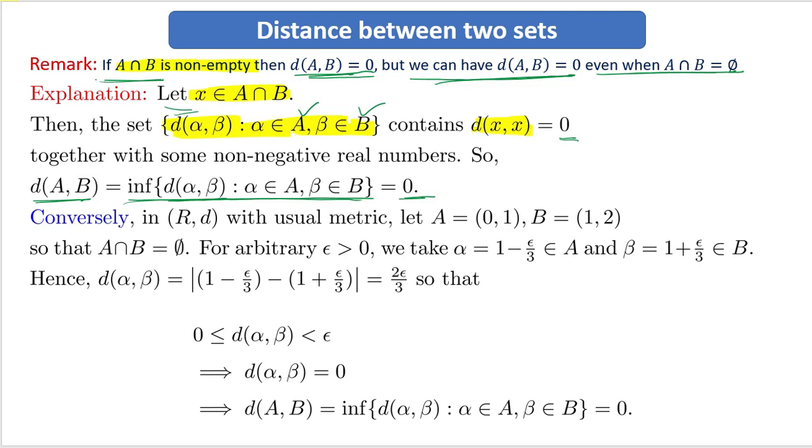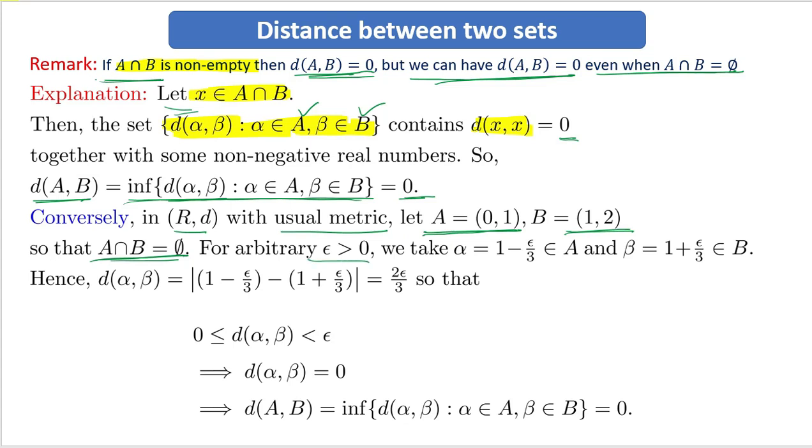Conversely, if we take R with the usual metric, again a usual metric means the metric with the modulus sign. We are taking two sets, A with open interval 0, 1, and B also an open interval 1, 2, and then we see that A intersection B is empty. But now we will see that DAB becomes equal to 0.